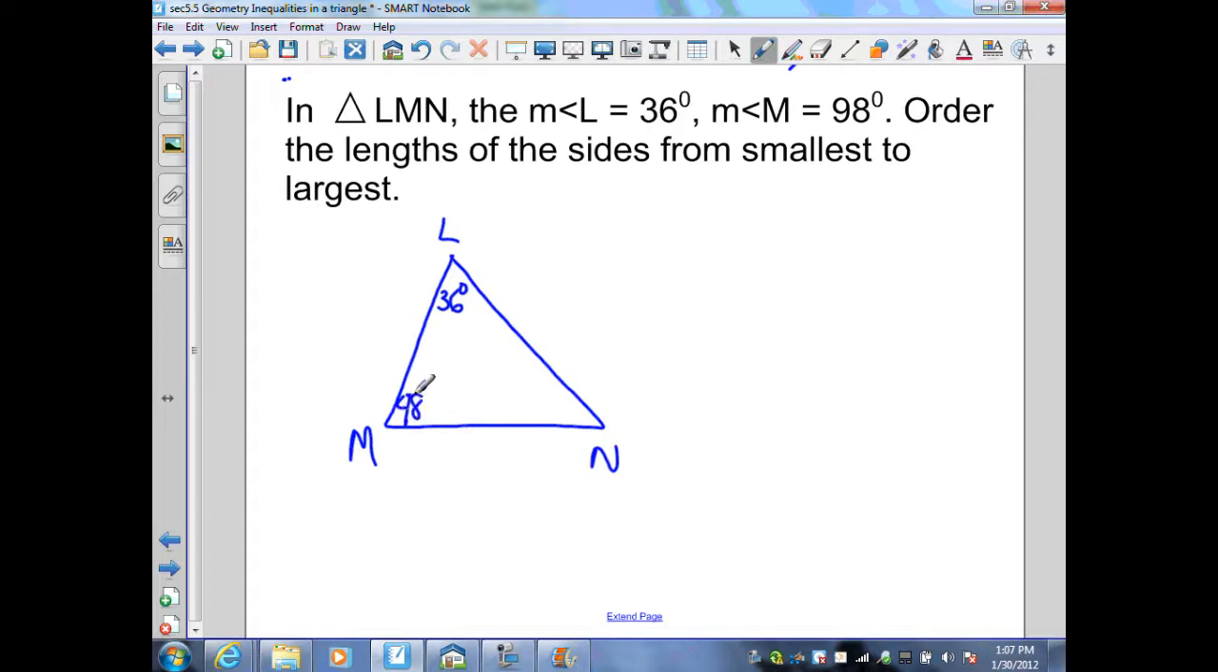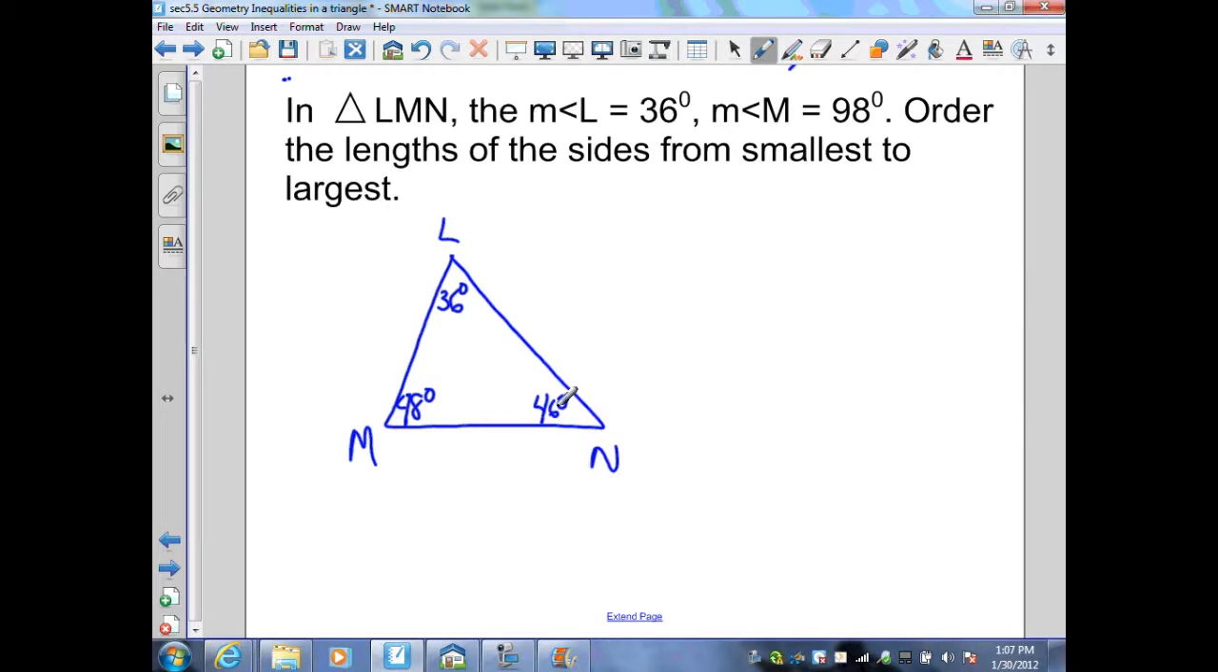And I know in my diagram that this looks like an acute angle, but this is 98 degrees, and we're going to use that to solve my problem. Now I need to use the triangle sum theorem to determine the measure of angle N. 98 plus 36 is 134. 134 from 180 gives me 46 degrees.